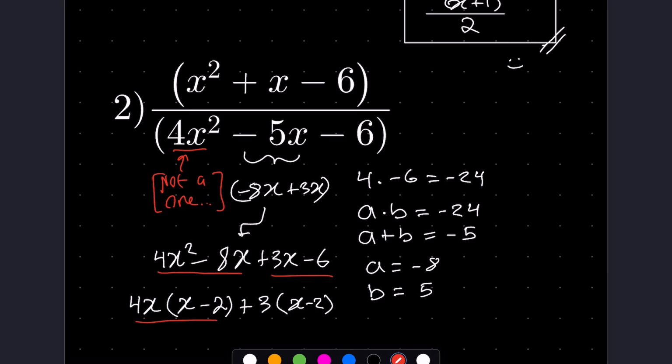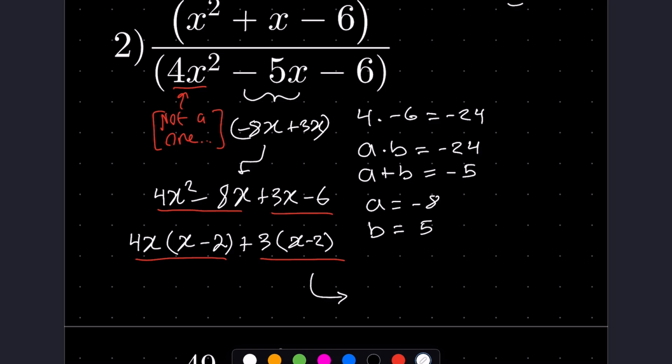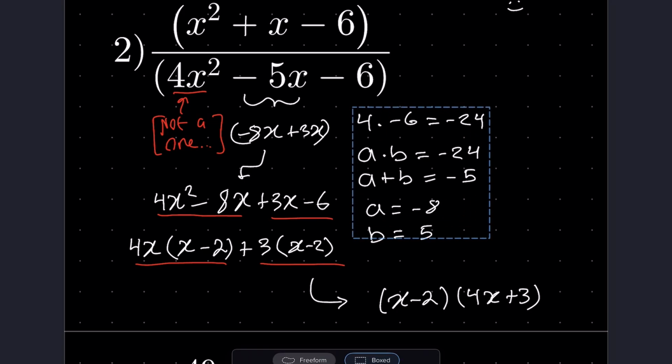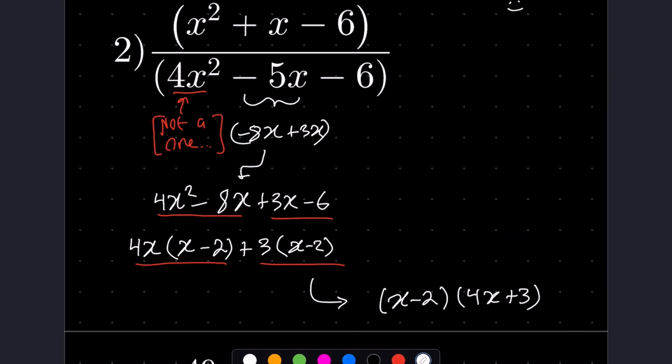So what we note is that both terms on the left and the right, by the way, a term is that whole thing broken down by a plus or a minus in the middle, they both have that x minus 2. So we factor out again, as I told you, keeps happening. You factor out that x minus 2, and you get this 4x plus 3, which is a leftover after we factor out the x minus 2. Beautiful. So that's our denominator.